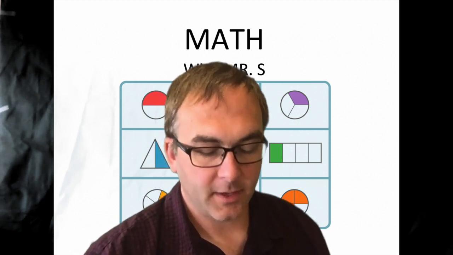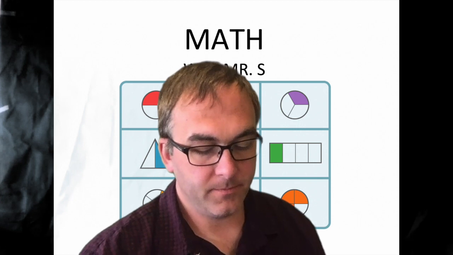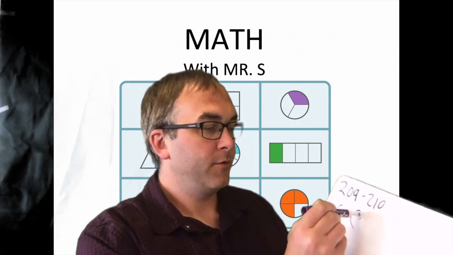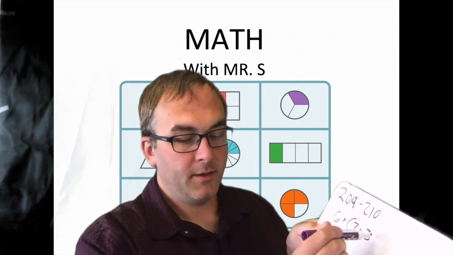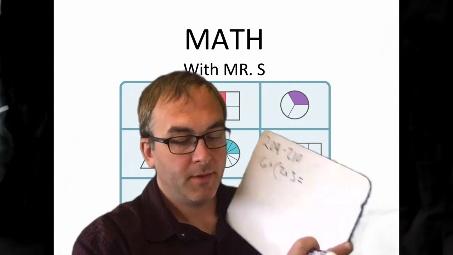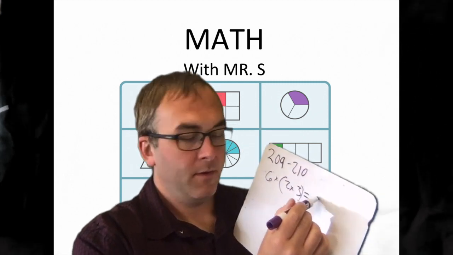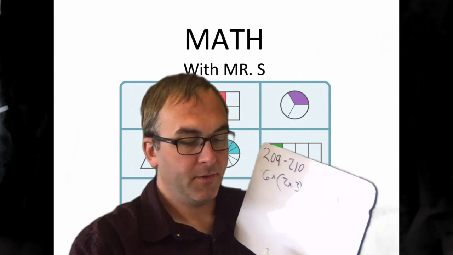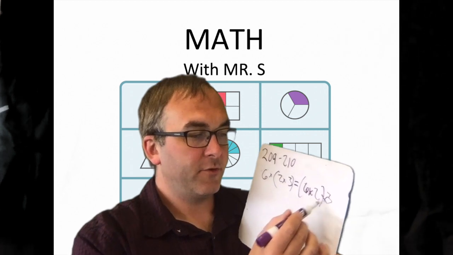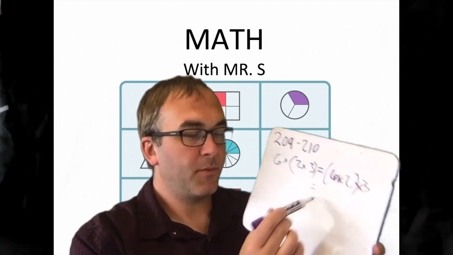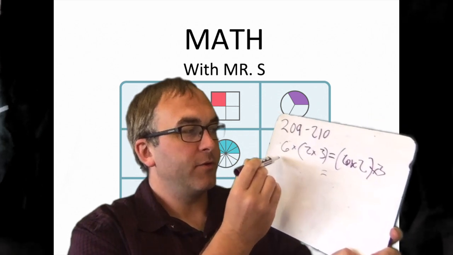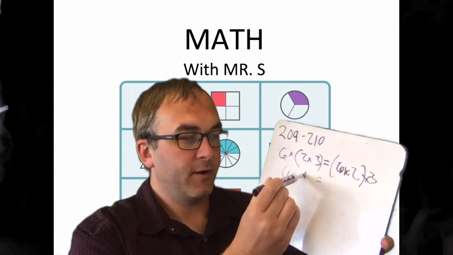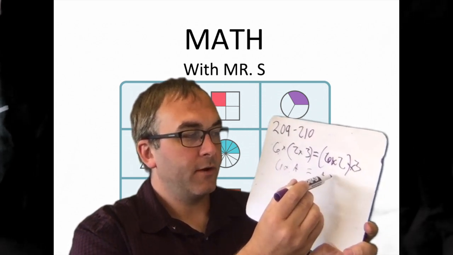For number 2, it's really easy. This is also review because we're doing parentheses first. So 6 times 2 times 3 equals 6 times 2 times 3. So what you're going to do is you're just going to do both sides of the problem, okay? So I want you to do 6 times whatever the answer is here, and then you're going to do the answer here times 3.